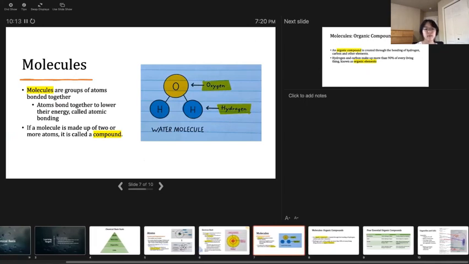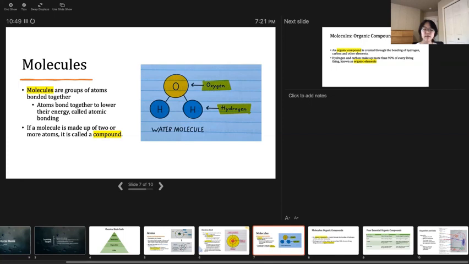Okay, so next up on our size scale, we have molecules. Molecules are groups of atoms that bond together, or join together like Legos. Atoms bond together to lower their energy because, like I said before, atoms are kind of lazy. They do not like to have a lot of energy. This process is called atomic bonding, and you might see that it has the word atom in it. If a molecule is made out of 2 or more atoms, it is called a compound.